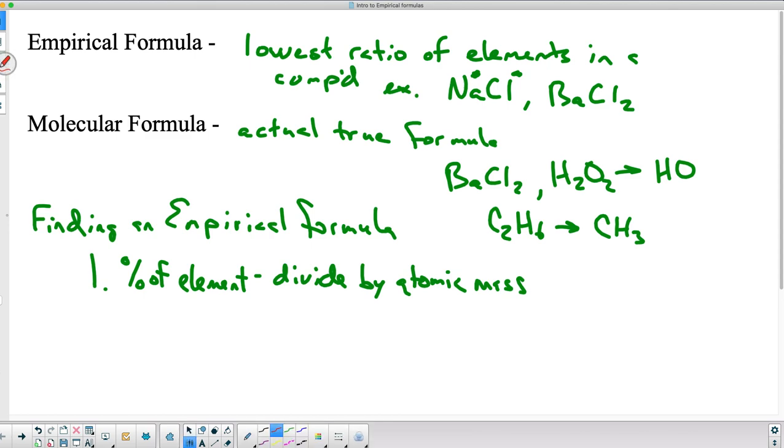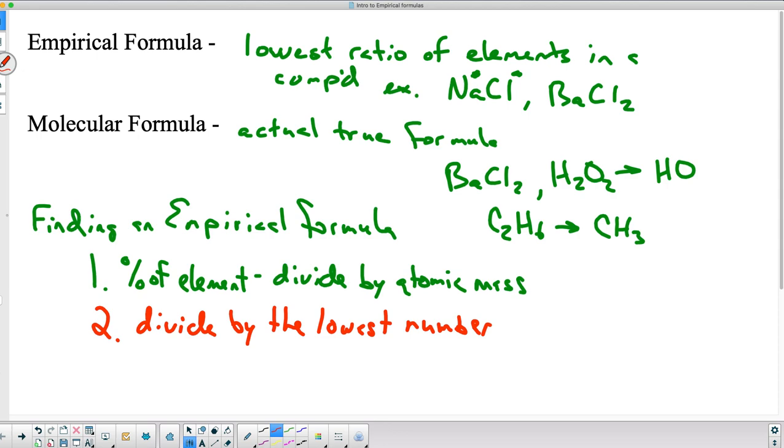The second step is going to be in red. When you have divided all the percents of those elements that are given to you in that compound by the atomic mass, and I'm going to show you examples of this, of course, then you're going to divide by the lowest number. So each one of these numbers that you get after you divide by the atomic mass is going to be divided by the lowest number that you get. Okay? Again, that doesn't make much sense, but I will show you exactly what's going on.